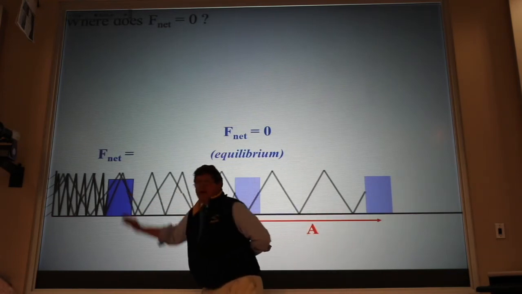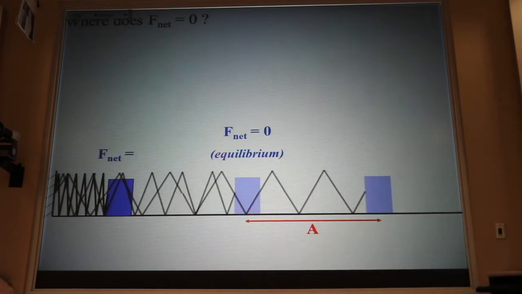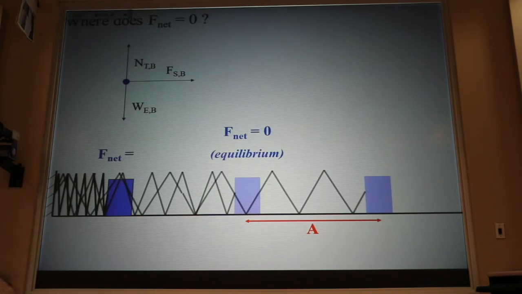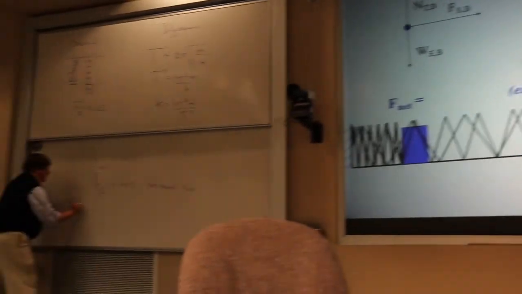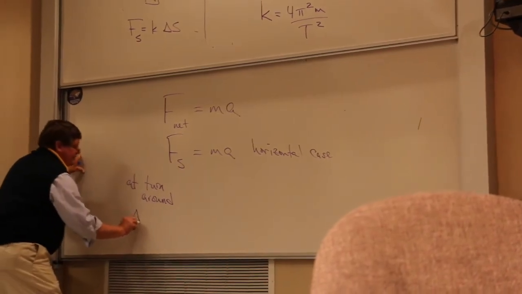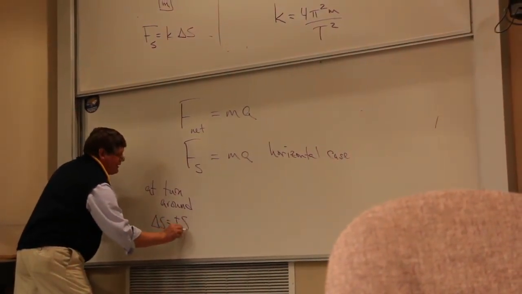If I look at this turnaround point here and draw a free body diagram for the block, I've got the weight down, I've got the normal by the table up, they cancel, and I have the spring pushing. Now if I look at Hooke's law, I know how hard the spring is pushing. It's pushing with an amount K delta S. But at that turnaround, the delta S is equal to plus or minus S.